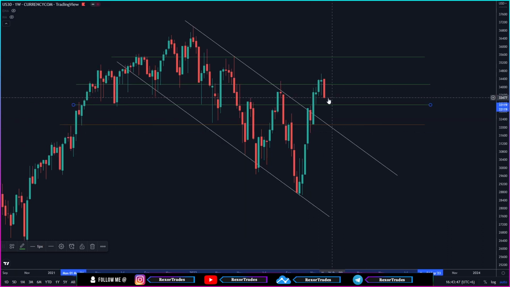So if US30 is to continue pushing down, shifting towards a downtrend from this uptrend move over here, then it should make a break and close below this key level with further bearish momentum on a higher time frame point of view.